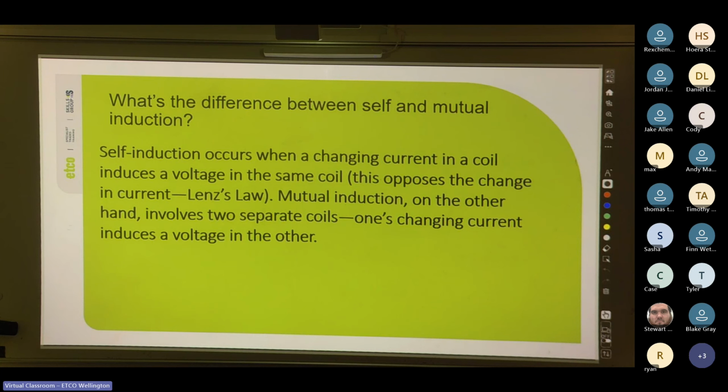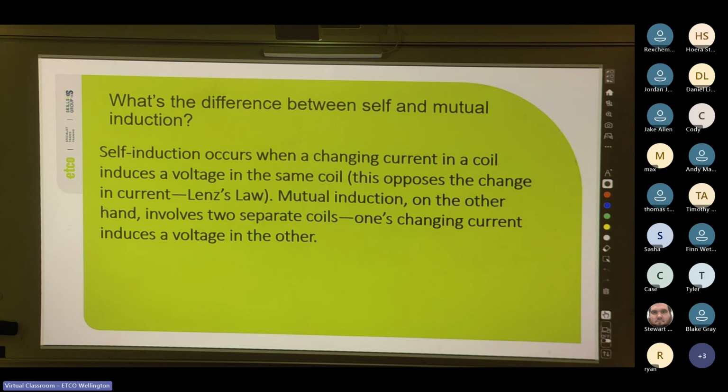Self-induction occurs when a change in current in a coil induces a voltage in the same coil. This opposes the change in current, or Lenz's law. Mutual induction, on the other hand, involves two separate coils. One change in current induces a voltage in the other.